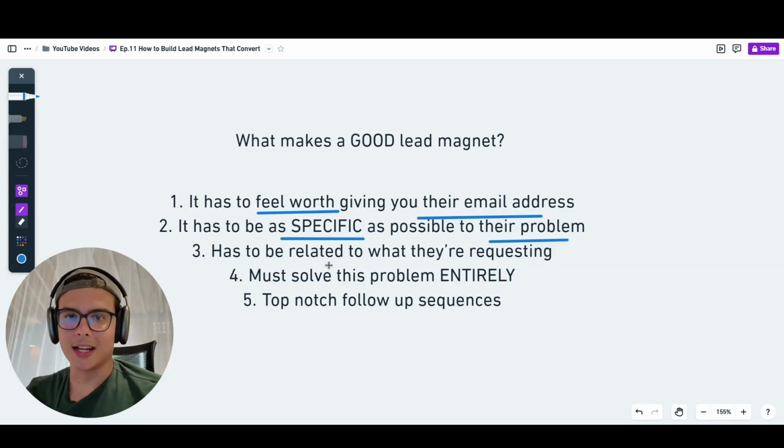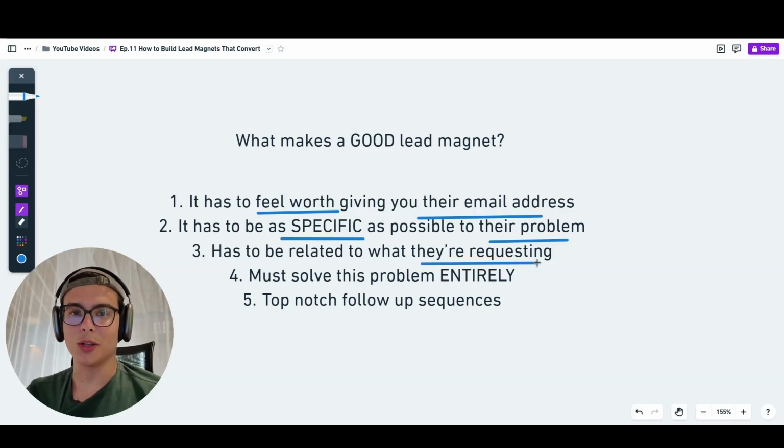The third thing is, it's kind of obvious, but you'll be surprised how many people will tell you they're going to send a lead magnet and it's not even related to what you're requesting, right?